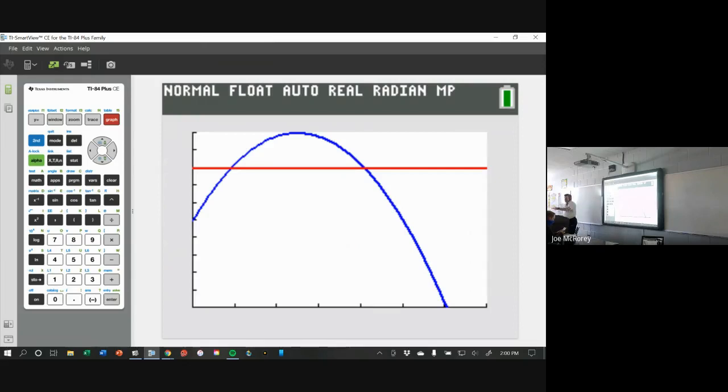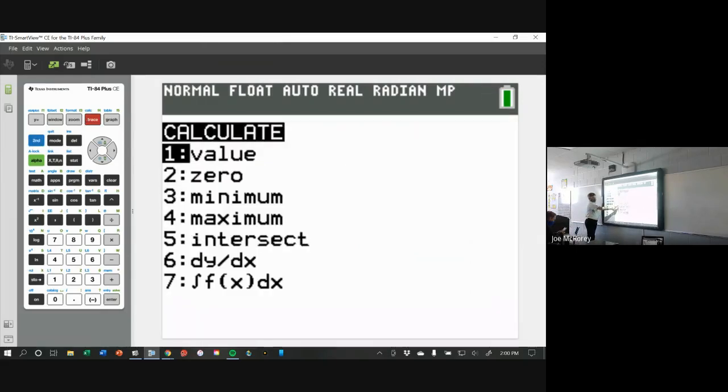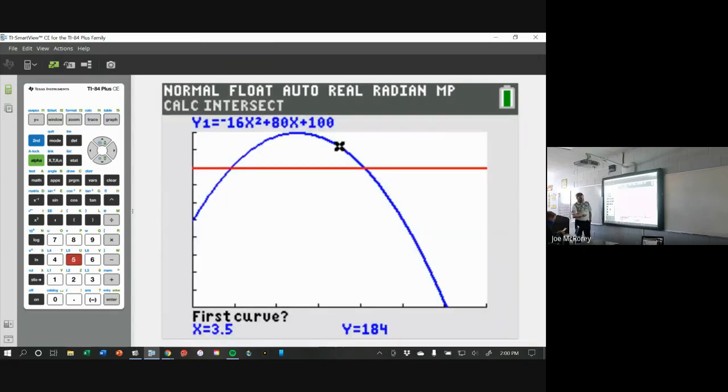The intersection. Okay? So if we go to second calc, I want to calculate the intersection, number 5. It's going to ask 3 questions: first curve, second curve, and guess. By default, first curve is going to be y1. Press enter. Second curve, y2, press enter. Guess. Wherever the cursor is, it's going to give you the intersection closest to that cursor. So if I press enter right now, it's not going to give me this intersection. My cursor's here, it's going to give me that intersection. Does that make sense? I press enter.